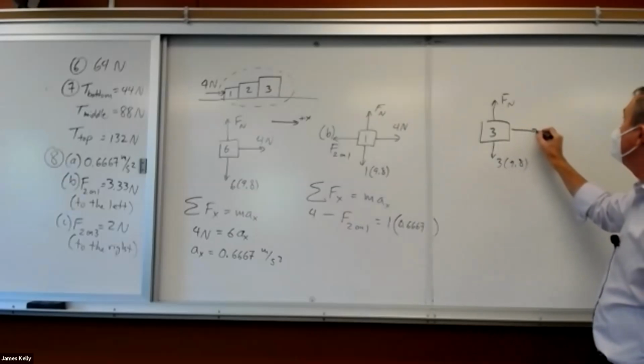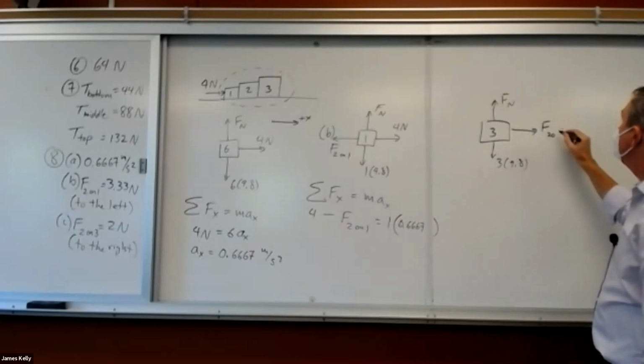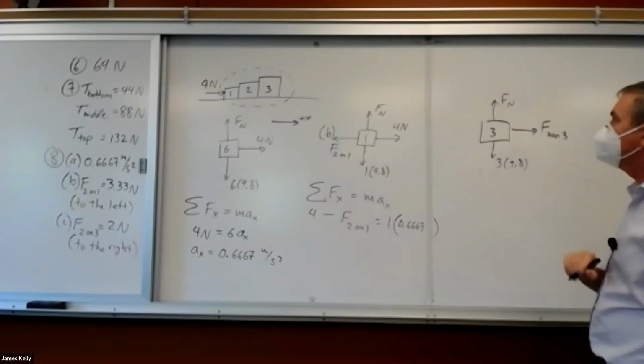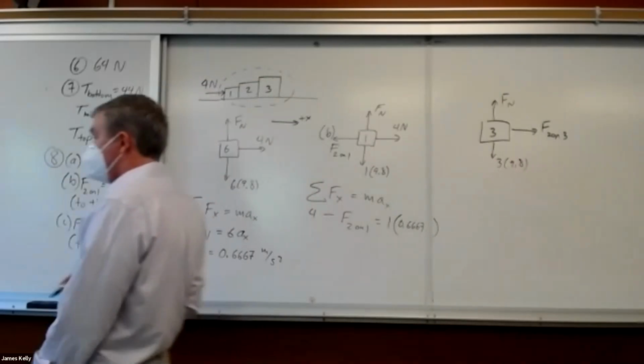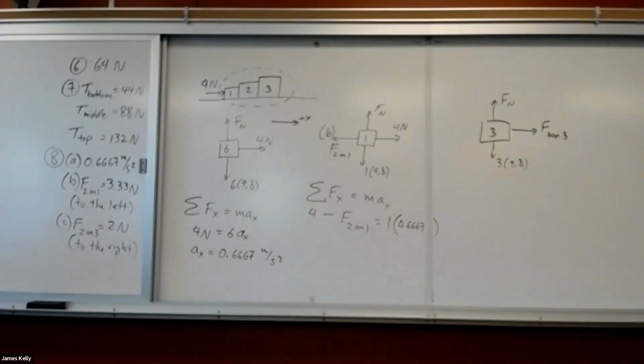So we've got an F2 on 3, pushing on 3 to the right. And we can just solve for it by, choose plus x, say, to the right, and sum of the force x components equals max, same a that we had before.